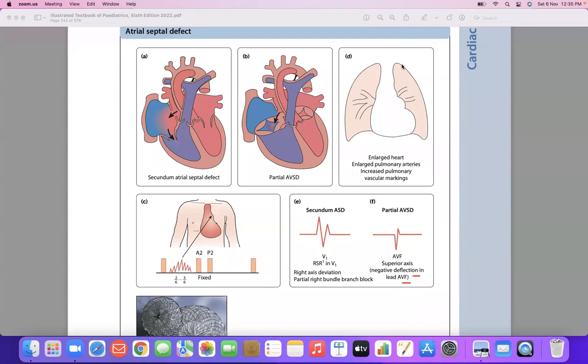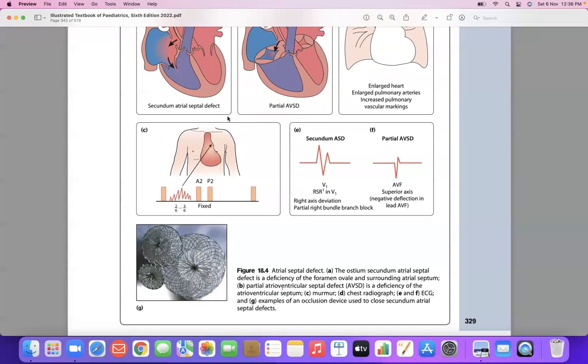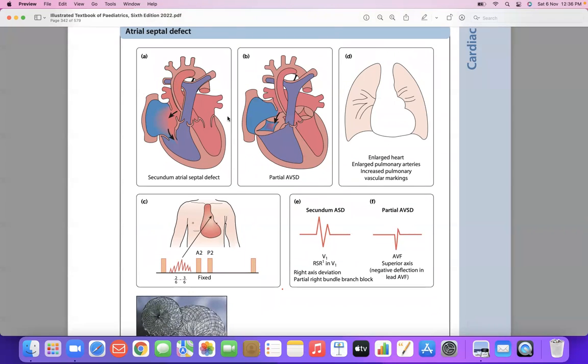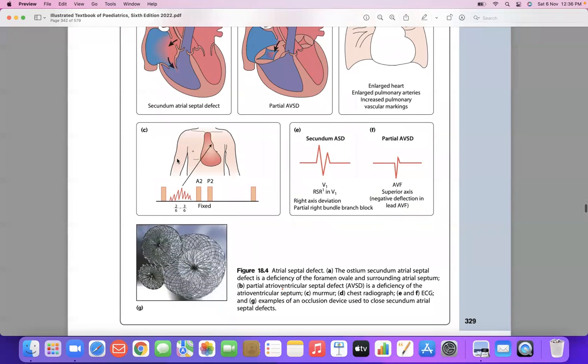Okay, now this is the murmur they are talking about. Go down. See here, he gives a description of every picture. Okay, this is figure A. So what is he telling here?